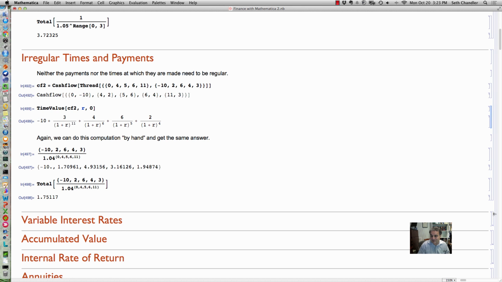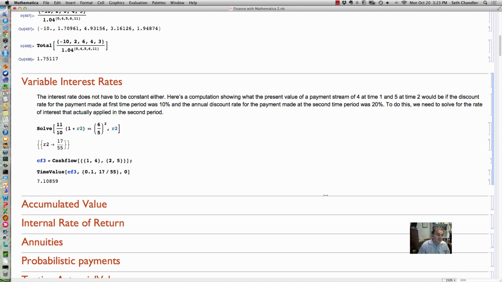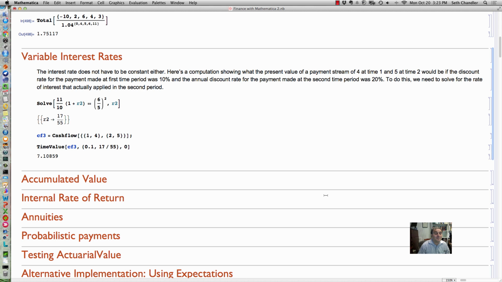Variable interest rates. Okay, sometimes the interest rate is not constant. It might be one number during one period, and you might have another spot interest rate during some other period. So how do you handle that? All right, so let's deal with a situation in which we have a cash flow where $4 is paid by time 1 and $5 is paid at time 2.